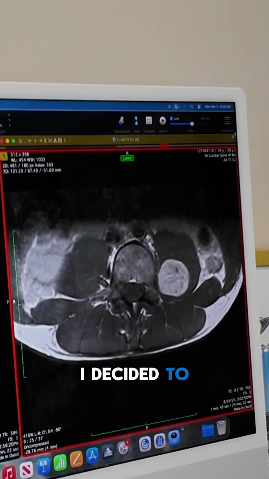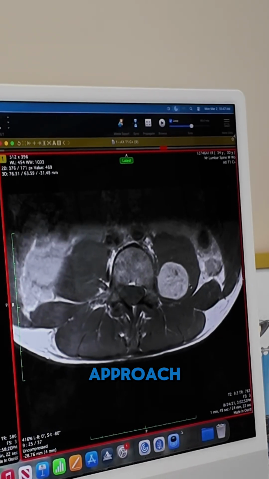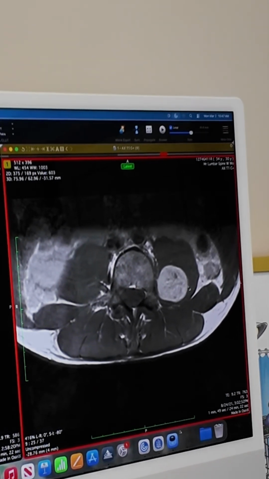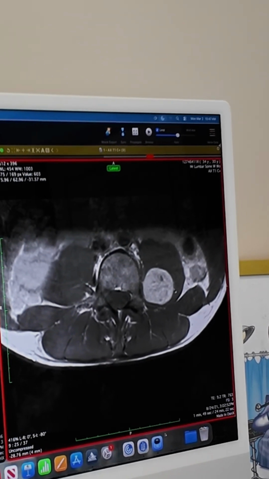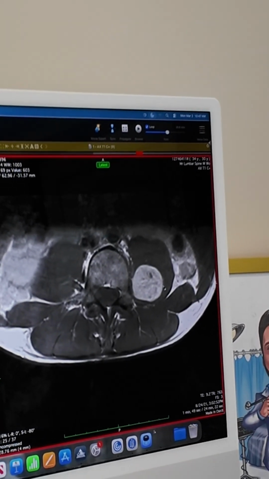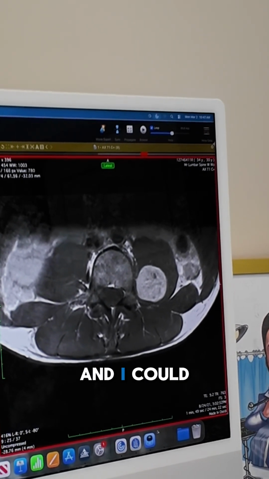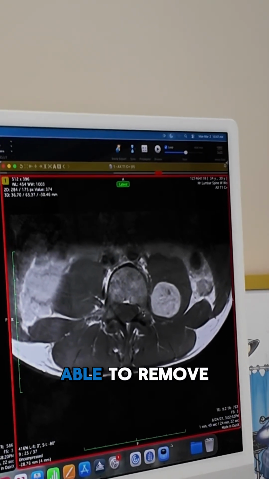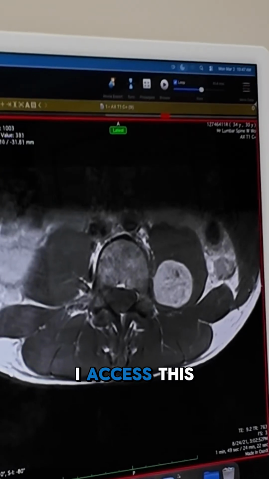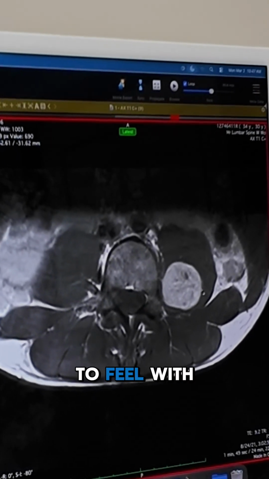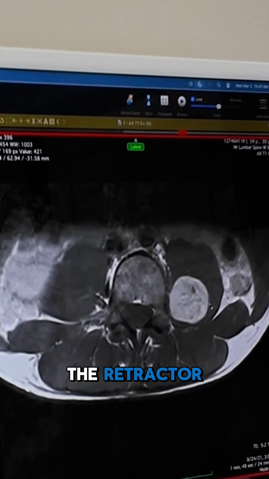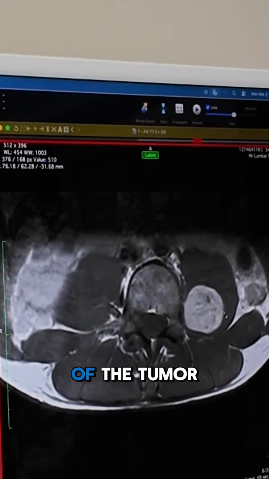I decided to approach the spine through a lateral approach. And because of my expertise in lateral spine surgery, I felt that utilizing the technology from NuVasive and Globus, I could use the retractor and I could access the tumor from the side. I could work around it, and my hope was I'd be able to remove it in one piece. I accessed this from the side. I was able to feel with my finger this lesion, and I was able to put the dilators for the retractor right down on the top of the tumor.